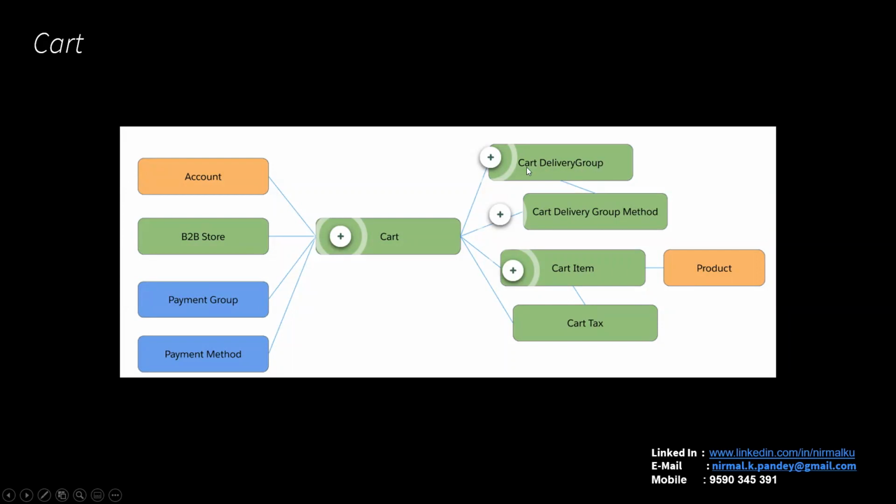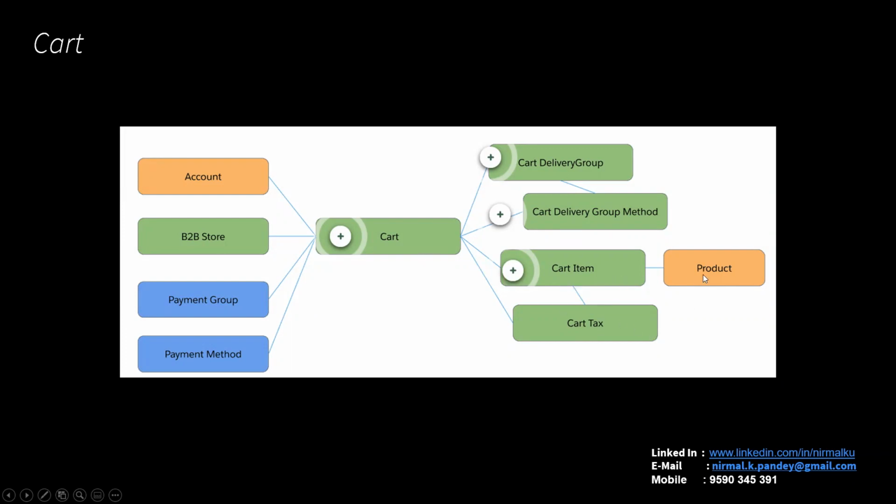Cart delivery group is for when you have 10 items, and you want to ship five differently than the other five. For example, five you ship with DHL, and the rest you ship with something else. That's where the cart delivery group and cart delivery group method come into the picture, but currently Salesforce does not support it. You cannot have more than one cart delivery group.